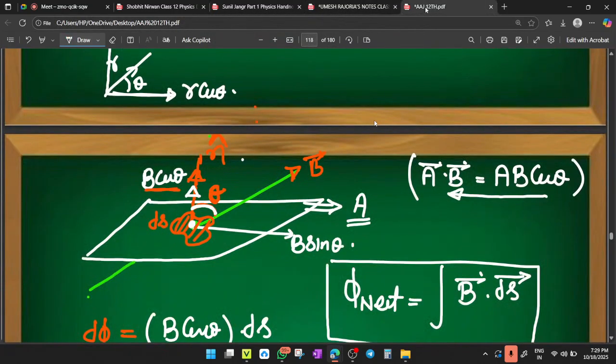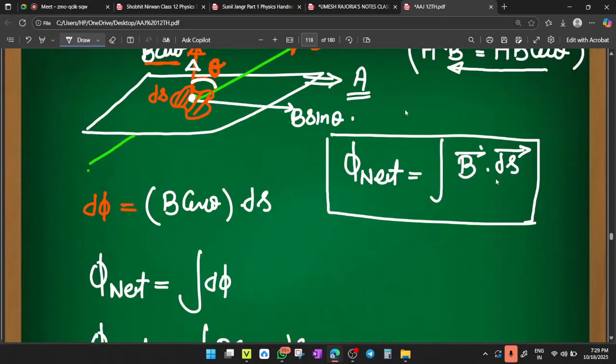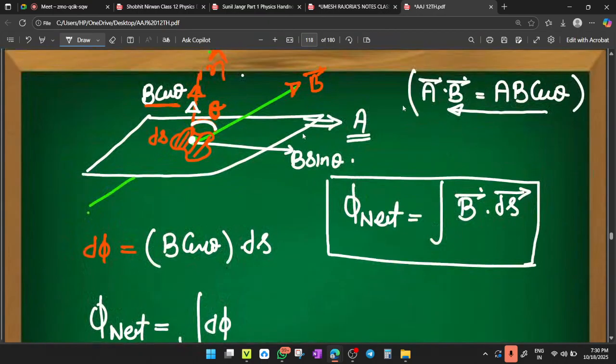See, sigma is used for discrete distribution. Okay, and for continuous distribution, it is the integration of B dot dS. When you use sigma, you are considering point to point, point to point as a discrete distribution of any quantity. But for integration, it is continuous everywhere. Okay, for this closed bounded surface, the integration of B dot dS is the total flux, right? Yes.